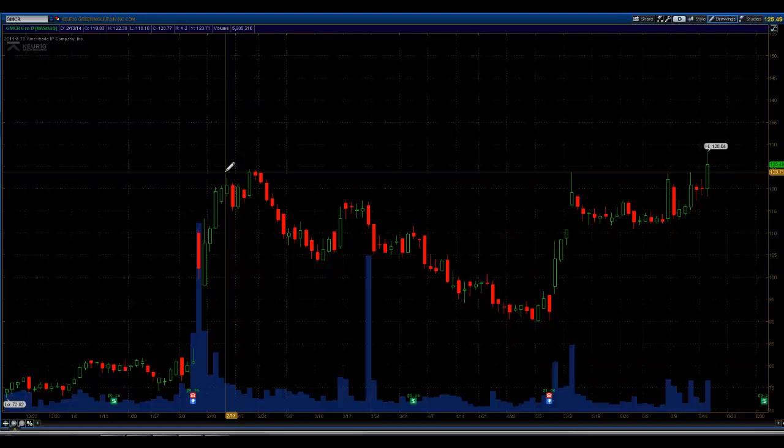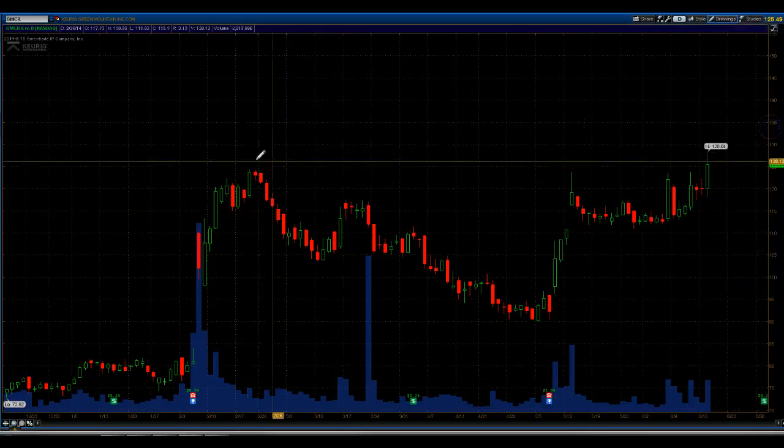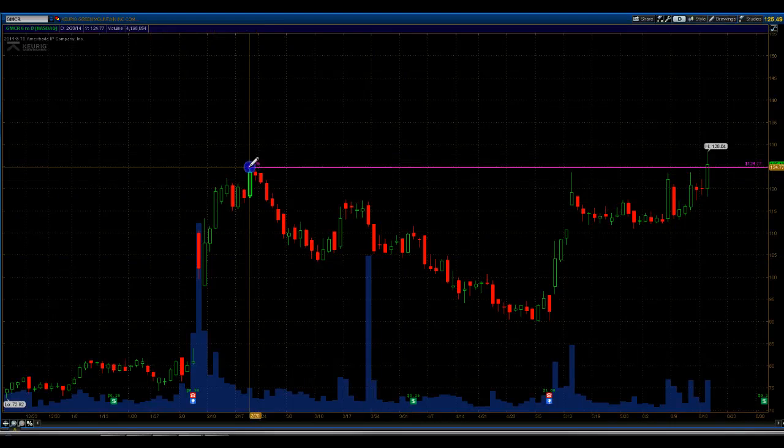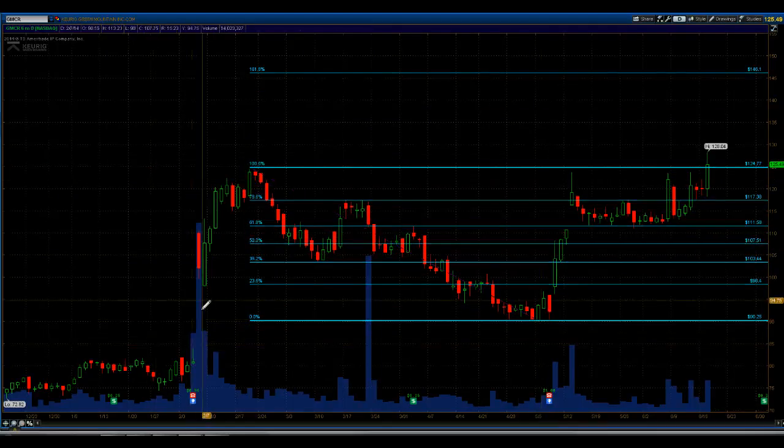This will be a quick overview of GMCR. As you can see, GMCR is currently set up. You can almost see the inverse head and shoulders here at a diagonal. Let me first draw a Fibonacci retracement against the pattern from the gap up on 2-4.